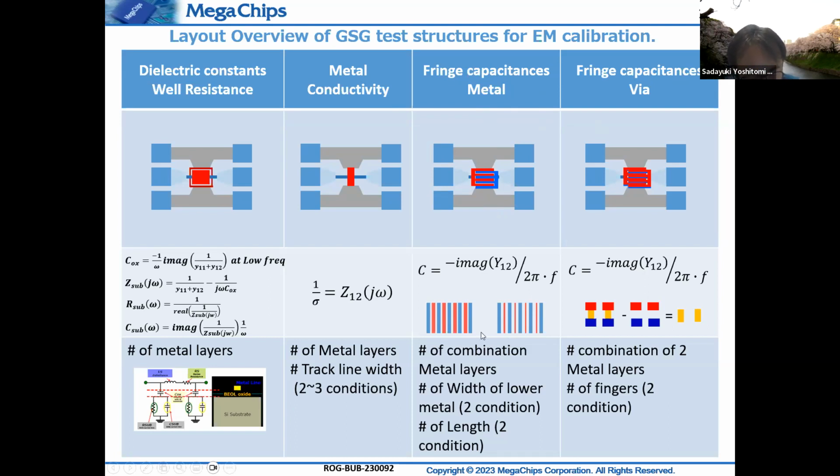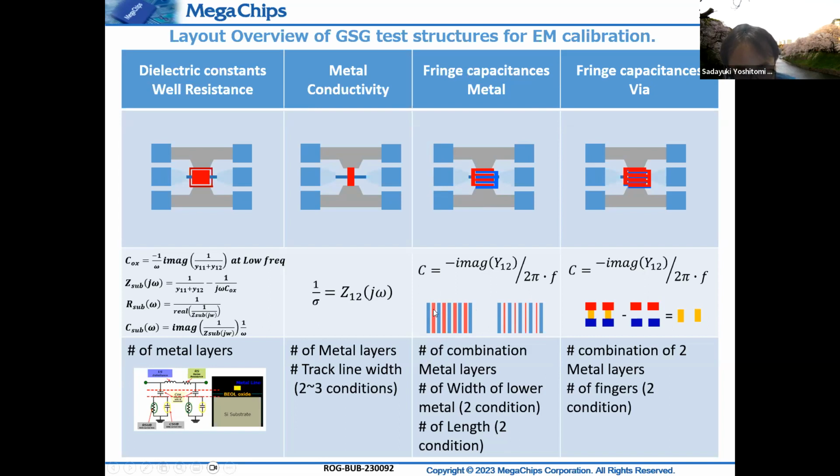So for fringe capacitance between metals, to extract the fringe capacitances between metals, I have to mention that this blue line, the first metal track line, let's keep the line and the space of this first metal the same in two cases and change the width of the second metal.